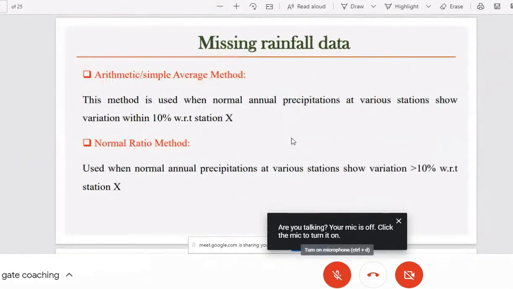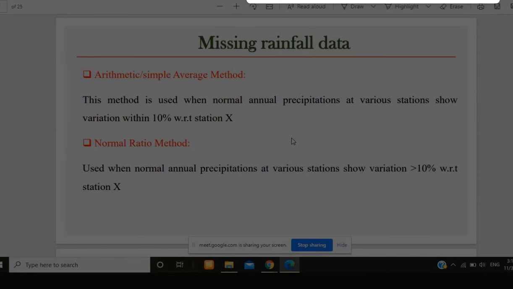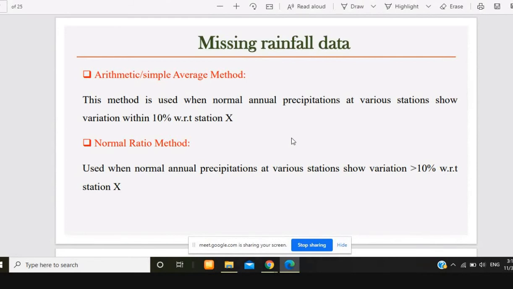So the first section, that is the optimum number of rain gauges, is completed. Next, we will deal with the missing rainfall data. Okay, that we know we have installed many rain gauge stations within a catchment, but sometimes some rain gauges may not be working properly, either due to the attack of animals or due to some technical error. Some rain gauges at some time period may not be working. So there will be missing rainfall data for a particular period. When we are collecting the data, those values will be missing.